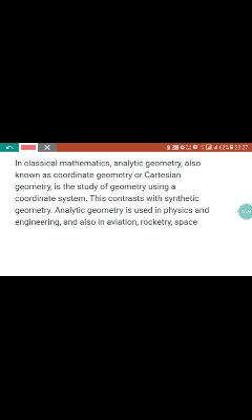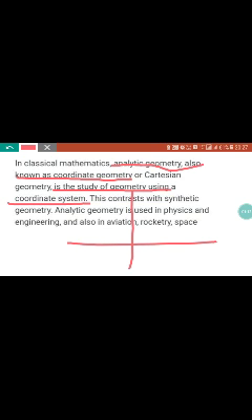And what is that? Okay, the analytic geometry is called coordinate geometry. It is the study of geometry using a coordinate system. You know what is coordinate system? In class 9 we have read also that a plane having a pair of numbers, that is x and y, that is called coordinate system. X is called the abscissa, y is called the ordinate.